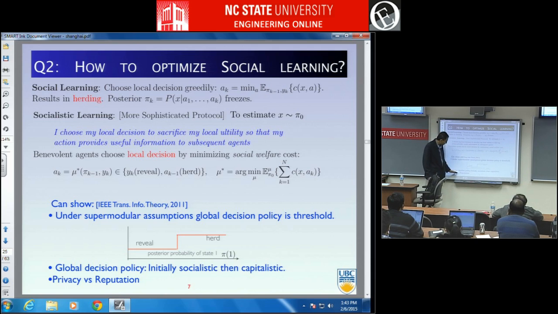Another way of viewing this is saying that initially you are willing to sacrifice your privacy for the reputation of the agency. Because if you sacrifice your privacy, the agency is going to get more and more accurate in its estimate. But finally, once the reputation is sufficiently good, then you want to become more capitalistic, okay, in this case. So this is one way of interpreting this. There is actually a dual problem which you can describe, and maybe I'll just quickly describe the dual problem before I jump out of this setup.